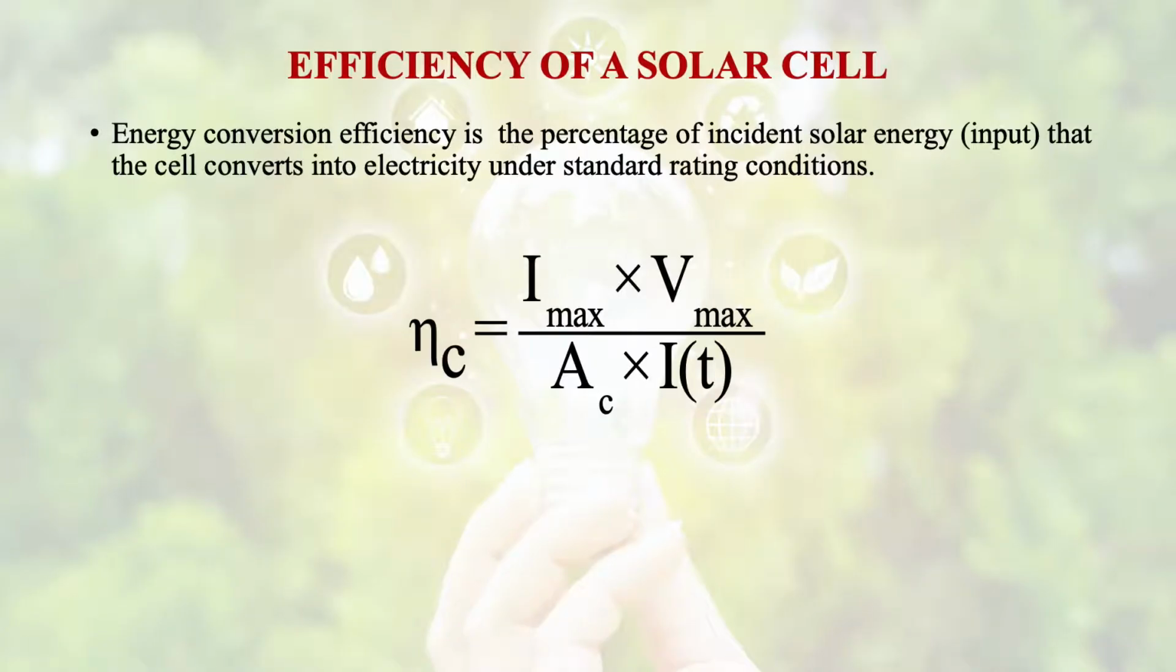AC is measured in meter square, suppose, and IT is the intensity of the light. So this is watt per meter square. So learners, efficiency of a solar cell can be represented by the ratio Imax Vmax to AC IT. This is the actual power output divided by input power to the cell.